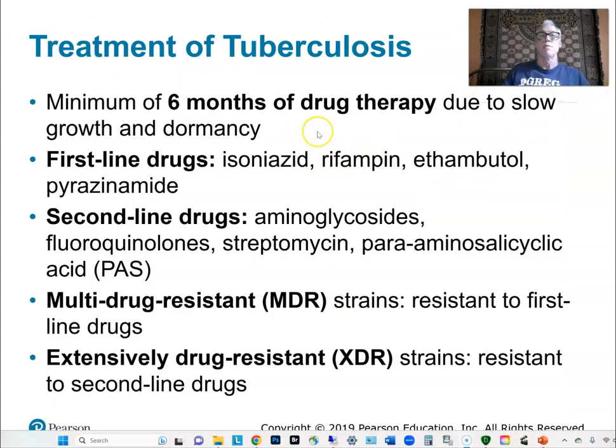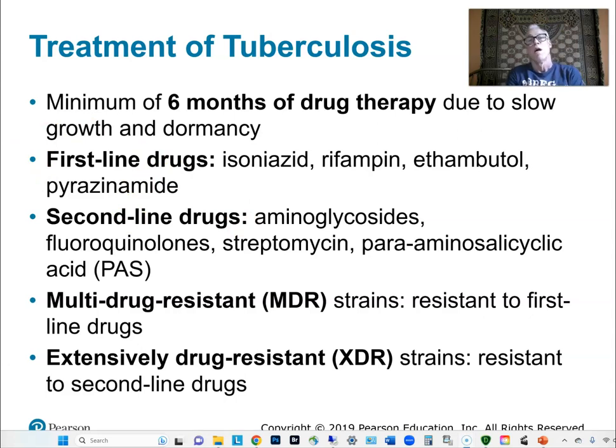So treatment: 6 months minimum of multiple drug treatments to kill these guys, and that's a big problem, getting people to comply. You'd be surprised how hard it is to get people to comply with a daily drug regimen every single day for months. They start feeling better, and they lose interest or lose even remembrance of doing it, and it drops away, and we have recurrence of disease and antibiotic resistance.